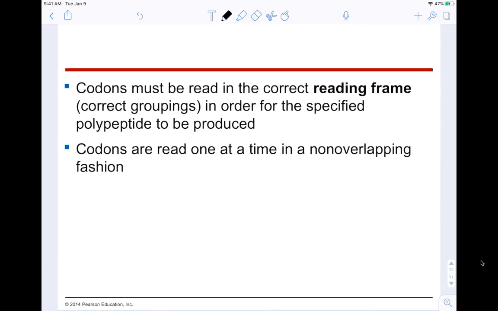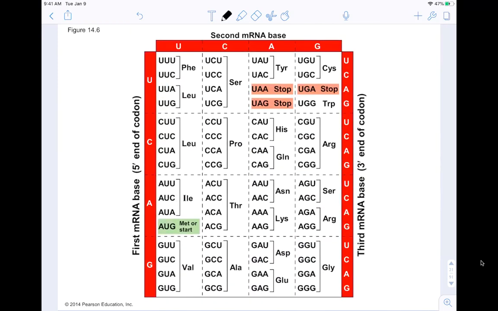Okay, so codons must be read in the correct reading frame, the correct groupings, in order to code for the specified polypeptide for that to be created correctly, right? So codons are read one at a time in a non-overlapping fashion. So you have your codons like that. That is a solid reading frame, okay? So if you shift that, then that creates mutations that we'll talk about in a minute, okay?